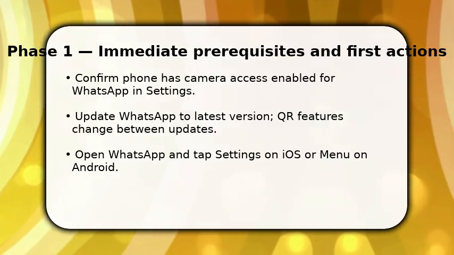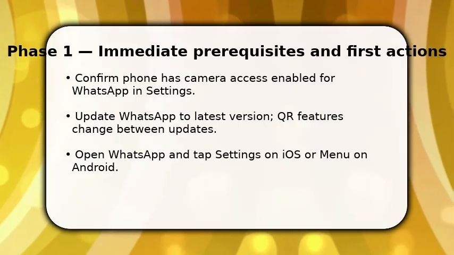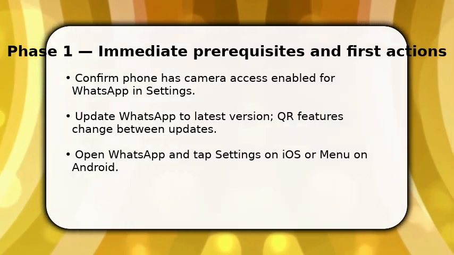You want minimal distractions and the camera ready. If the camera prompt appears, allow it. This lets WhatsApp access the scanner, so you can proceed without interruption.